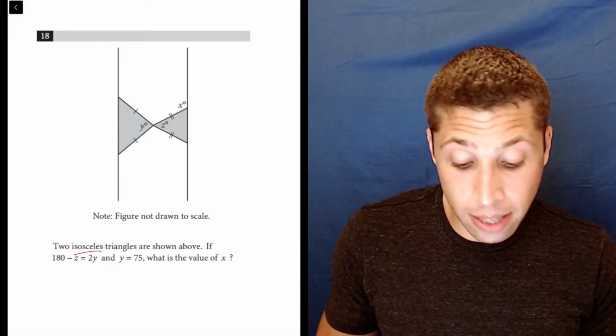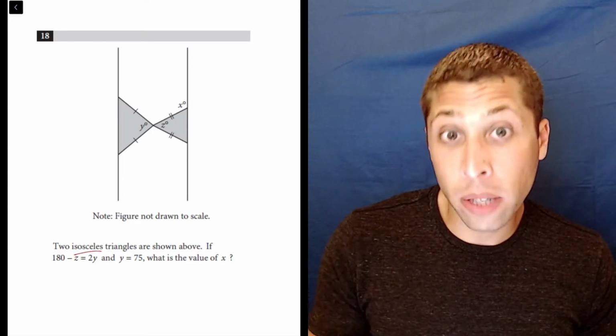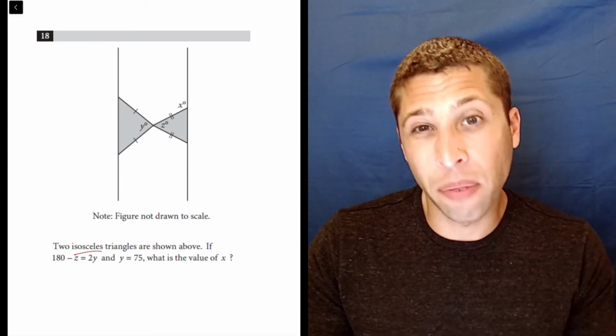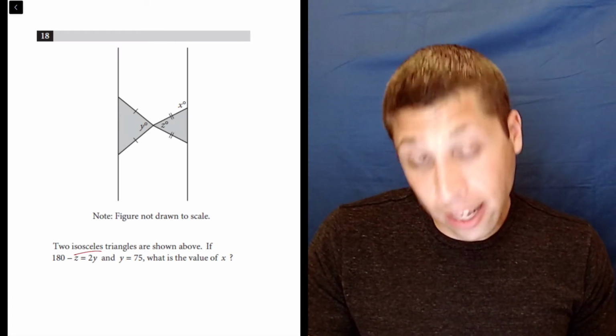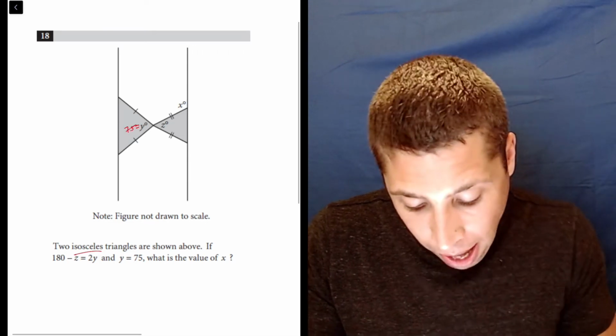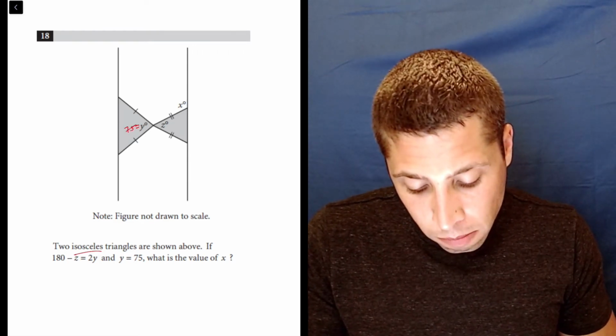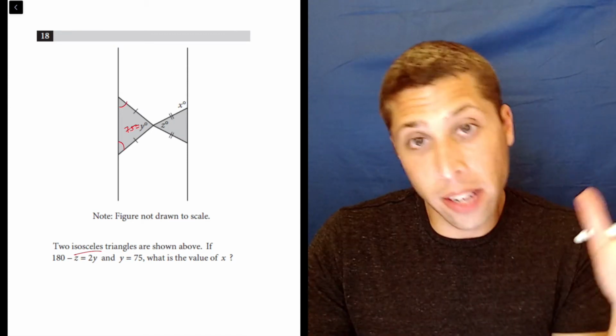We can see that in both cases, they showed us which sides are equal. They do need to do that for us, but it maybe refreshes your memory on what an isosceles triangle is. The rest is just filling in the blanks. So if y is 75, I could figure out these two angles, but I don't need to. I need to move into the other triangle.